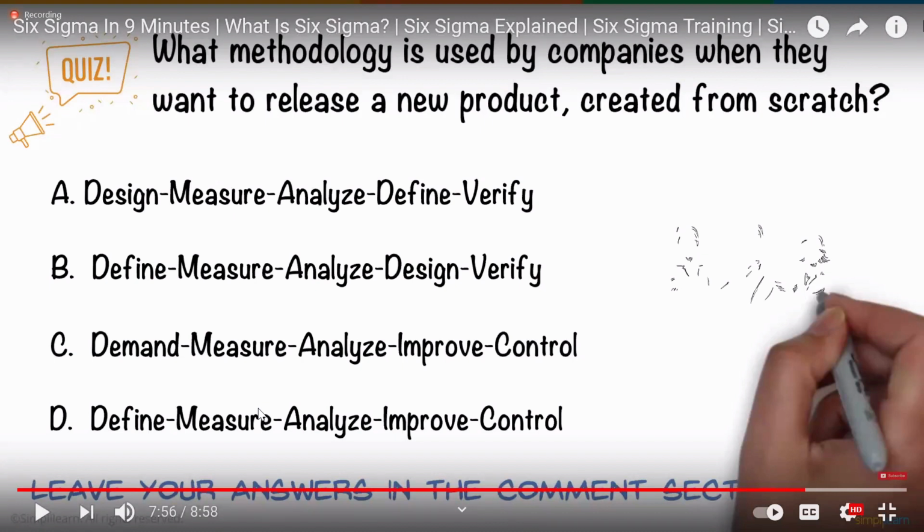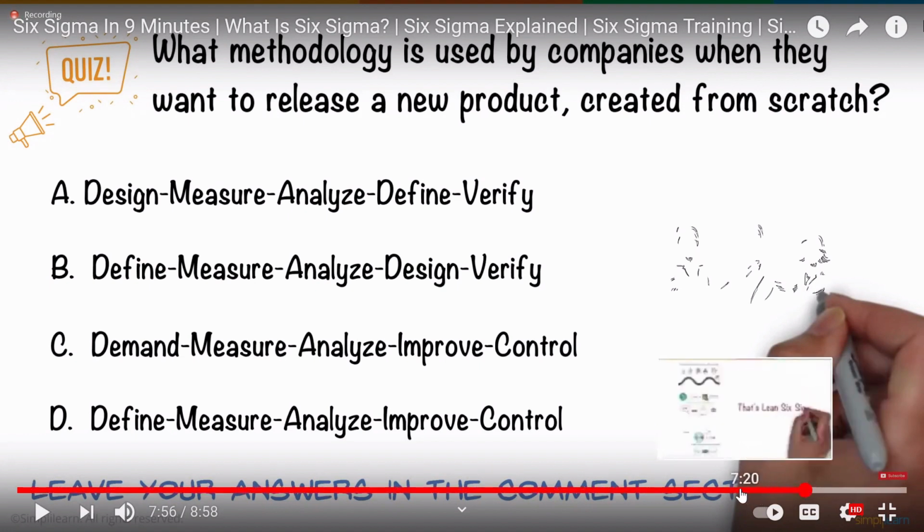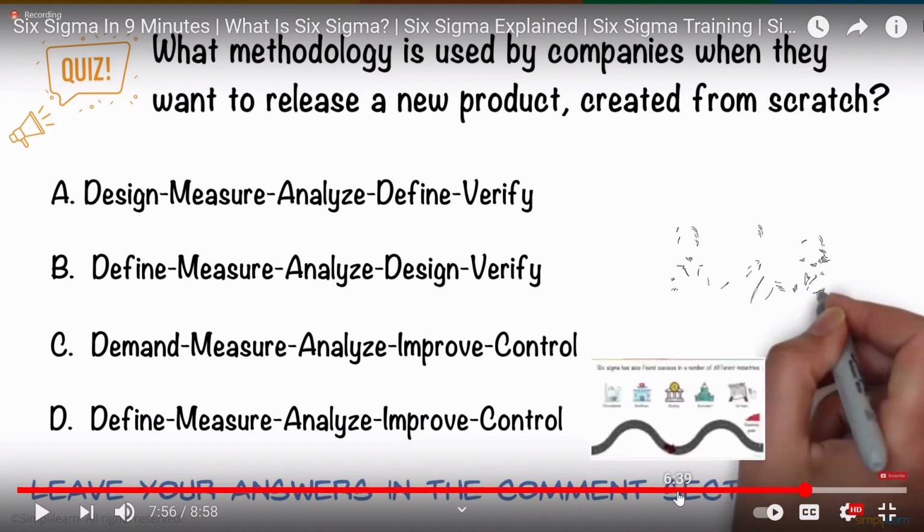Then the first two, which one? Define, measure, analyze, design, verify. Not define, verify. Design, verify. Because for designing purposes, we are using this methodology. When you are planning to launch a new product in the market, we can use this methodology, DMADV, as a part of Six Sigma, which we are using.